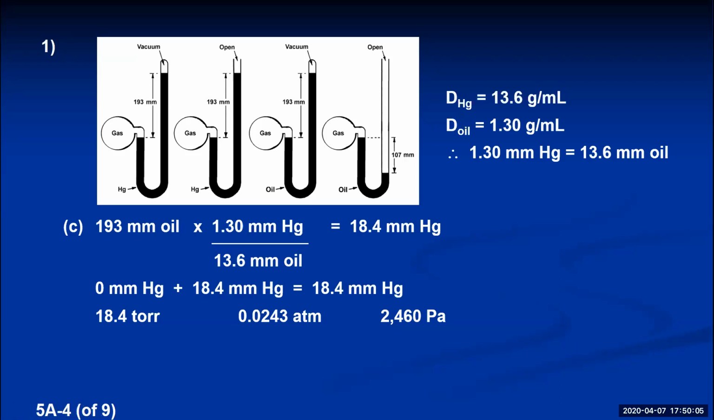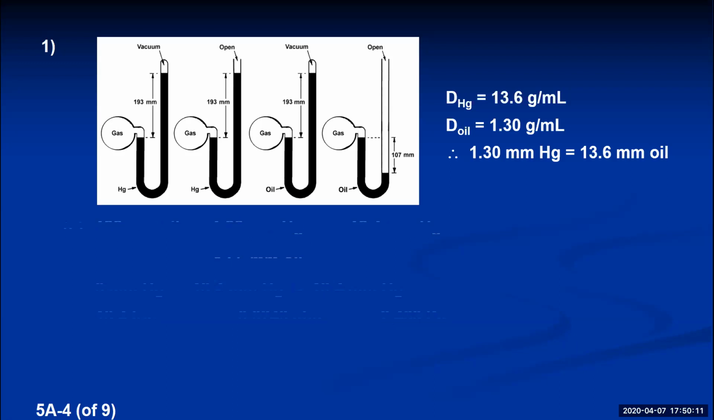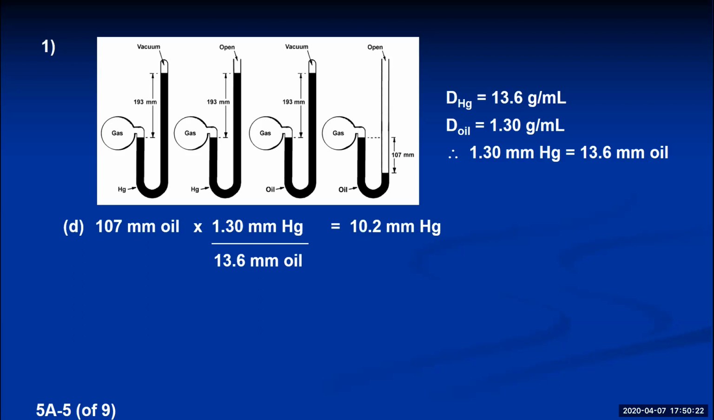So to get the same units as the atmospheric pressure, we'll convert the 107 millimeters of silicone oil into what it would be if it were mercury. And we use the same equality statement. 1.30 millimeters of mercury would have to equal 13.6 millimeters of oil. So I'll take the 107 millimeters of oil, multiply it by that conversion factor, and therefore the difference in levels of 107 millimeters of oil would be equivalent to 10.2 millimeters of mercury difference.